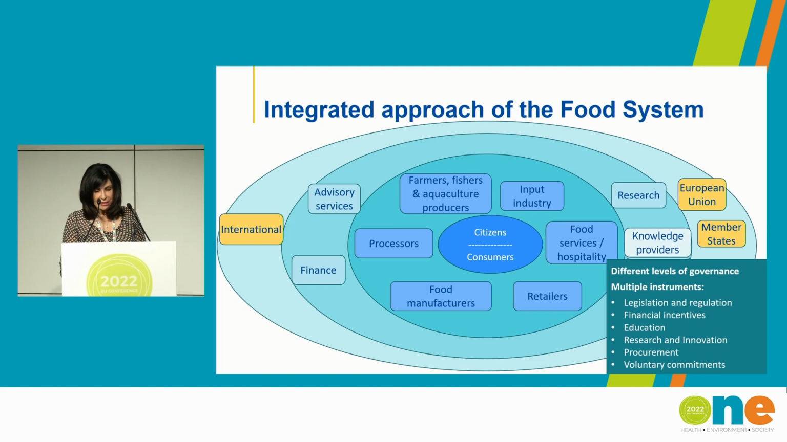What is also interesting is that in the Farm to Fork strategy, we mobilize different instruments and different kinds of legislative and policy interventions to achieve the goals. Not only legislative regulation, but also financial incentives, education, research and innovation, procurement, but also voluntary commitments. They have a place in this endeavor.